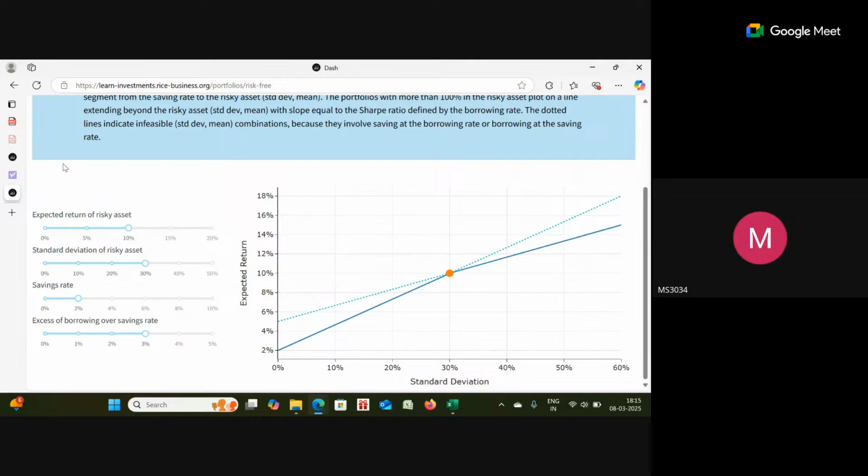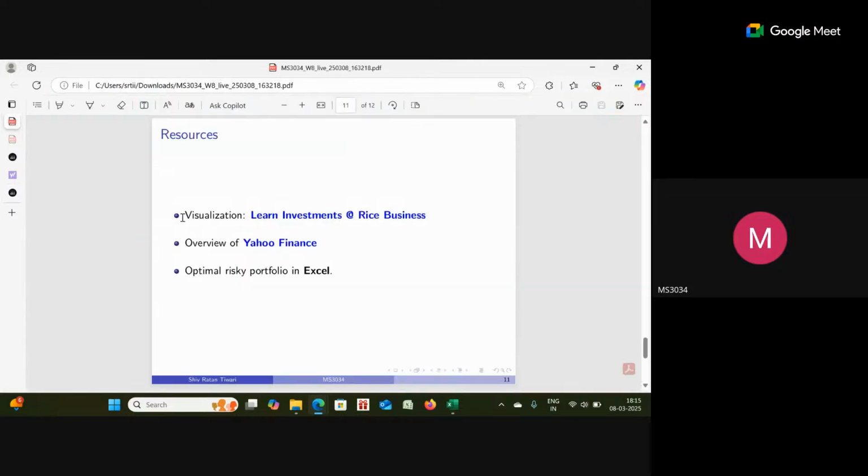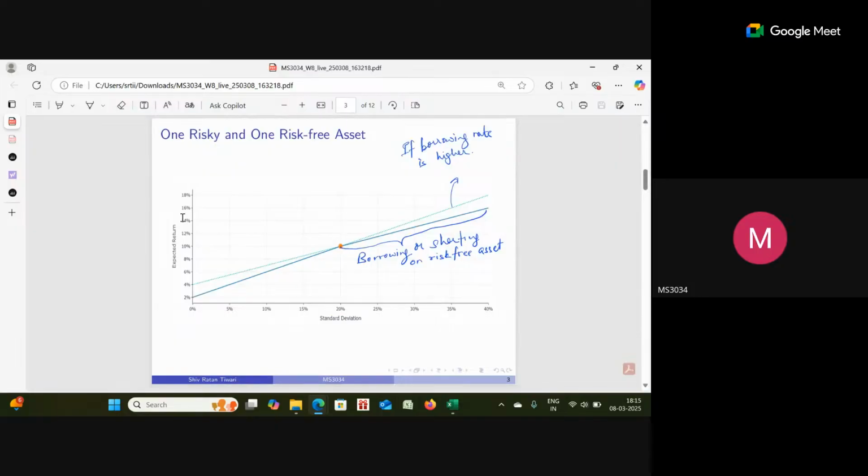So is this clear to you? This is what I am trying to show here. If the borrowing rate is higher, this is the case. To the right side of this orange dot is the risky asset. All the points on this line to the right of that are the case where you are borrowing, or in other words, you are shorting the risk free asset and investing that amount in the risky asset.